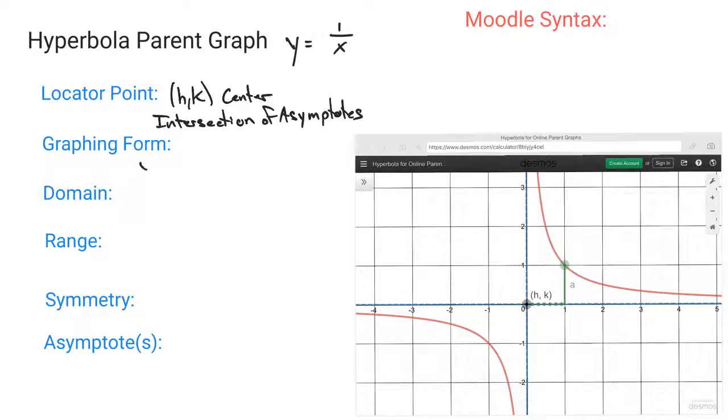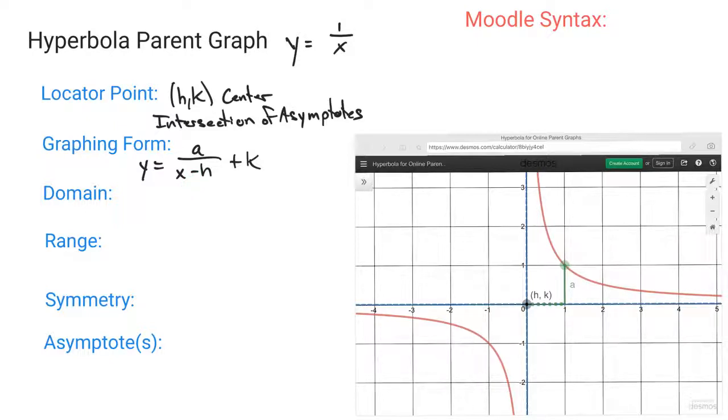The graphing form is going to be y equals a over x minus h, and then plus k. So since the x is in the denominator of our parent equation, x minus h, because the h always goes with the x, is in the denominator of our graphing form.